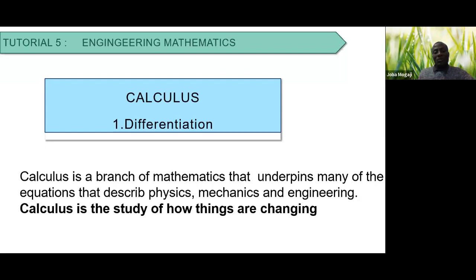Now, when you look at calculus, it's a branch of mathematics that underpins many of the equations that describe the physics, the mechanics, and the engineering. And calculus is also the study of how things are changing. So we have two types of calculus. We have differential calculus, otherwise known as differentiation, and the other one is called integral calculus, otherwise known as integration. In this tutorial, we'll be looking at a step-by-step approach to solving engineering problems that are related to differentiation.